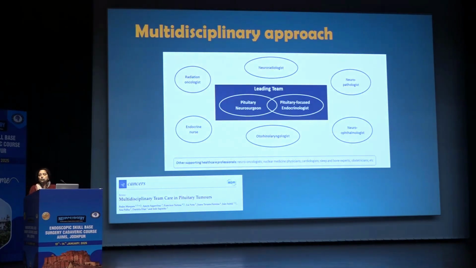So how should an ideal pituitary tumor multidisciplinary team look like? This is shown here. Of course, the neurosurgeons and the endocrinologists are at the core of the team, but the team should also have some radiologists, pathologists, ophthalmologist, the ENT surgeons, the radiation oncologist, and of course the dedicated nursing staff.